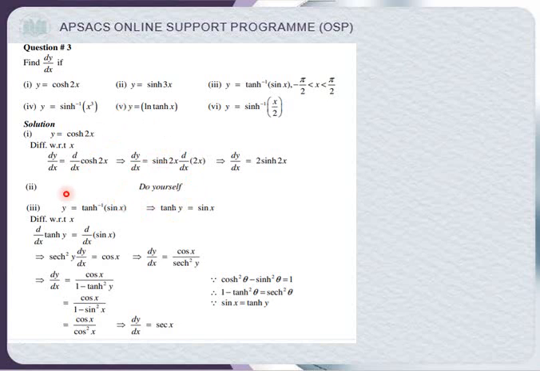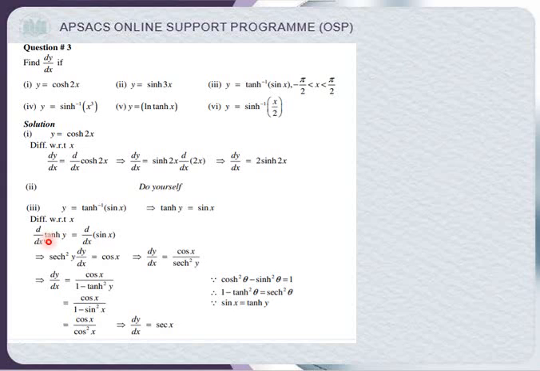So part 3 I'm going to teach you, because this is something different. y is equal to tangent hyperbolic inverse, because there is an inverse concept as well. So y is equal to tangent hyperbolic inverse sin x. Taking tangent hyperbolic on both sides, tangent hyperbolic y equals tangent hyperbolic of tangent hyperbolic inverse sin x, which cancels, so only sin x remains.